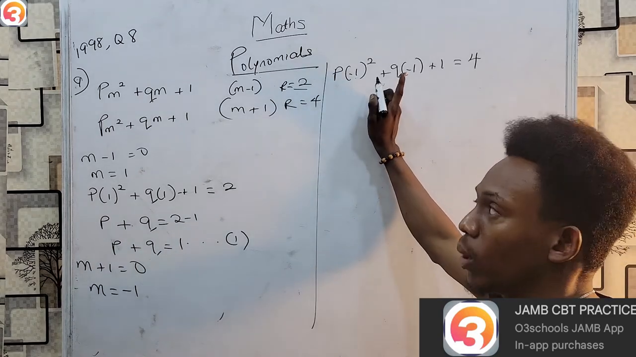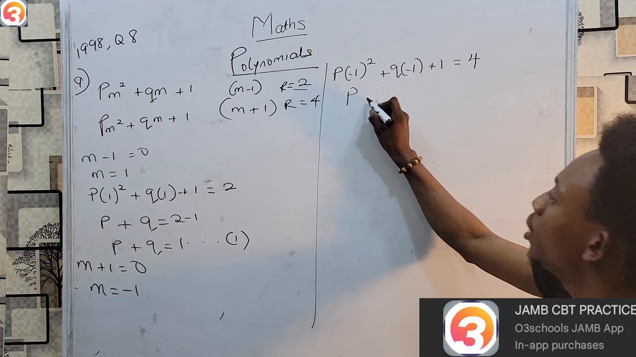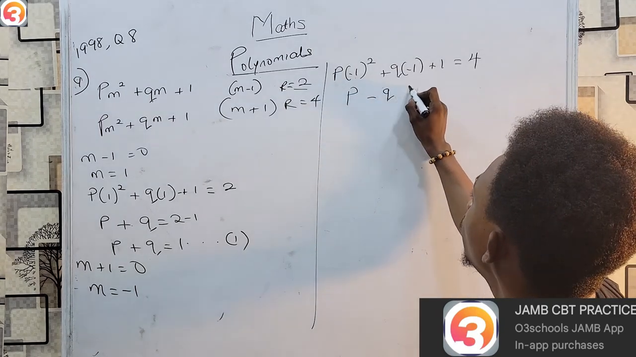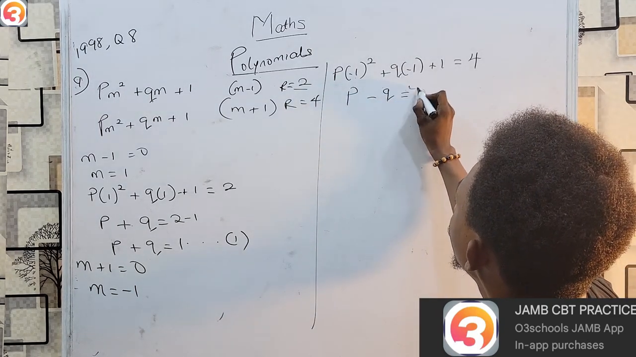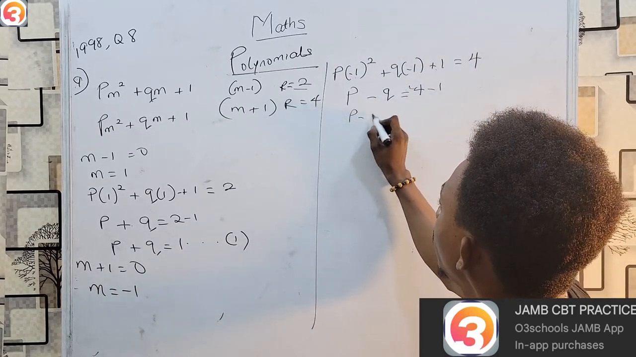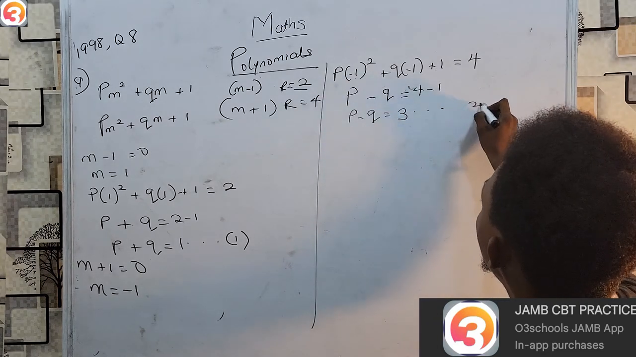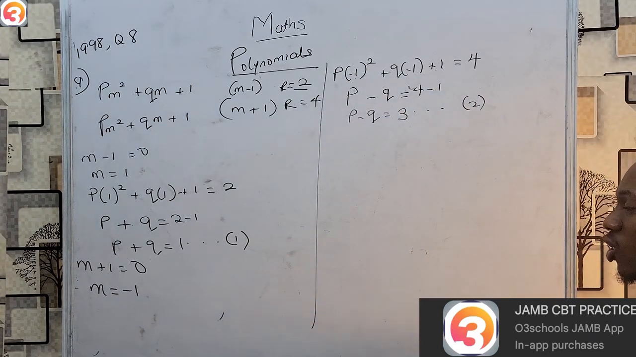Minus 1 squared is 1. 1 times p is p. Plus times minus here is minus. q times 1 is q. Then equal to 4. Take plus 1 to the right, minus 1. And then p minus q equals 3. And this would be equation 2.